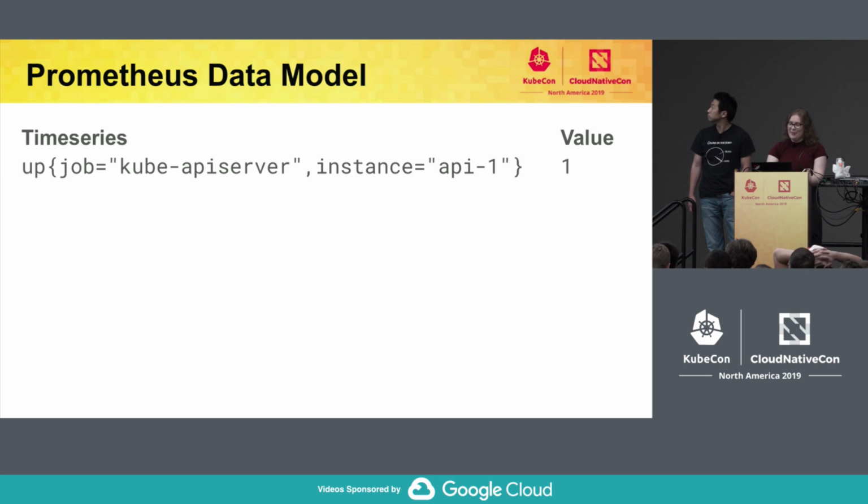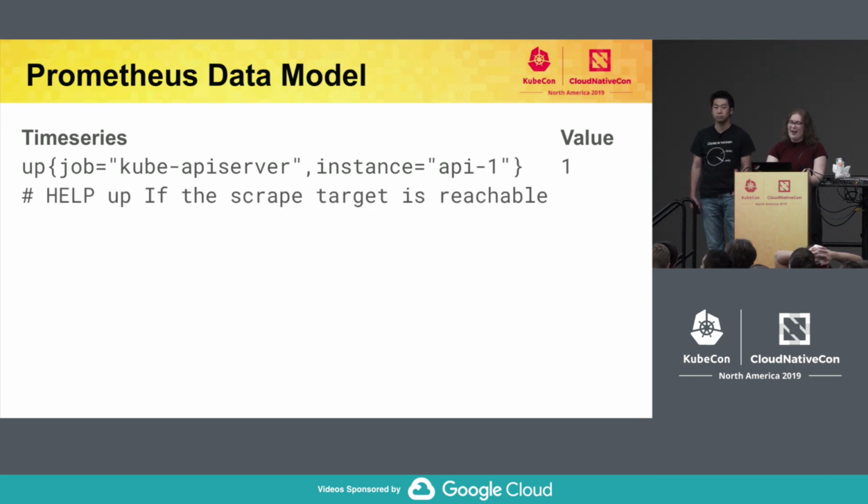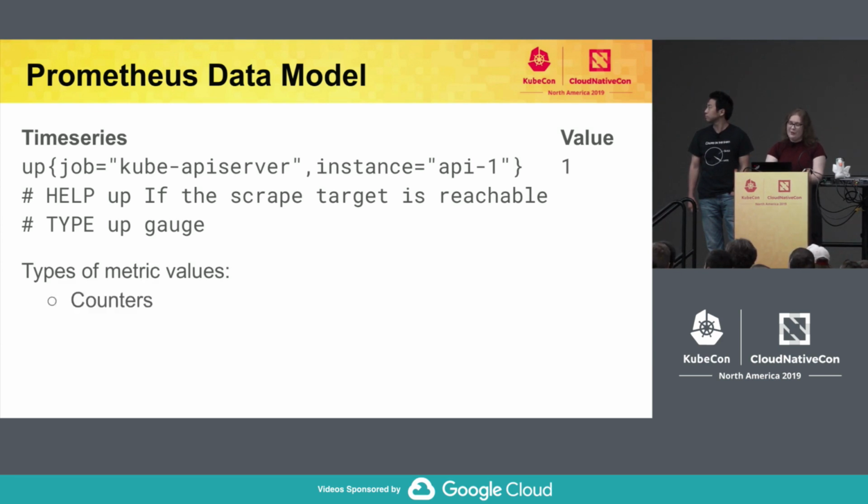Time series names and labels let us query and drill down into our data. Prometheus metrics will typically also have some associated help text, which describes what the metric means, as well as a type annotation, which indicates the data type of the time series value. There are 4 metric data types in Prometheus. First, counters, whose values are monotonically increasing integers. As their name suggests, counters are typically used to count a number of occurrences. For example, number of requests or number of failures.